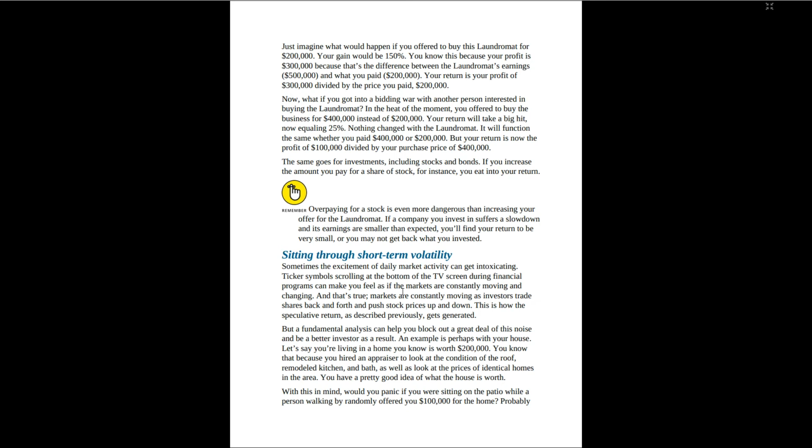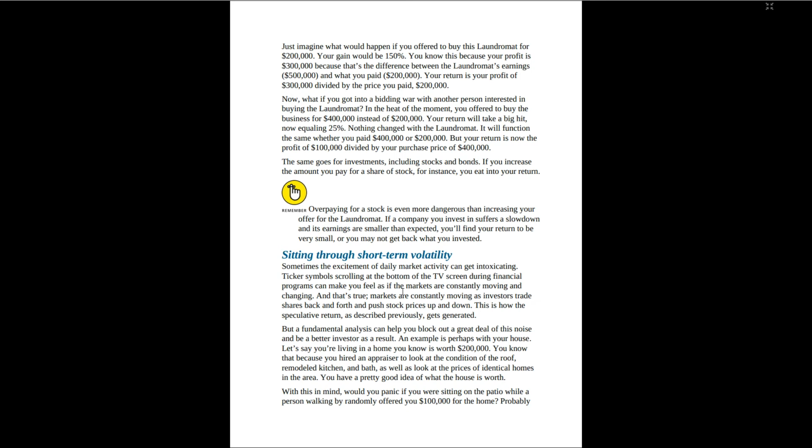Nothing changed with the lawnmower. It will function the same whether you paid $4 lakh or $2 lakh. But your return is now the profit of $1 lakh divided by your purchase price of $4 lakh. The same goes for investment, including stocks and bonds.